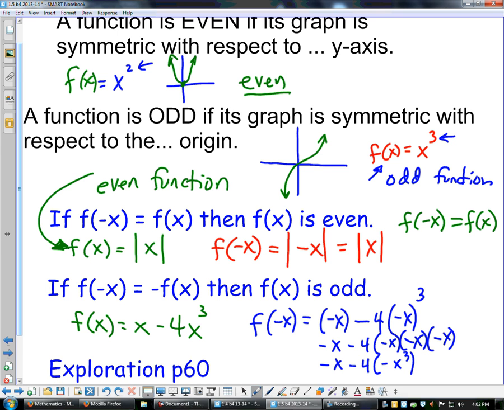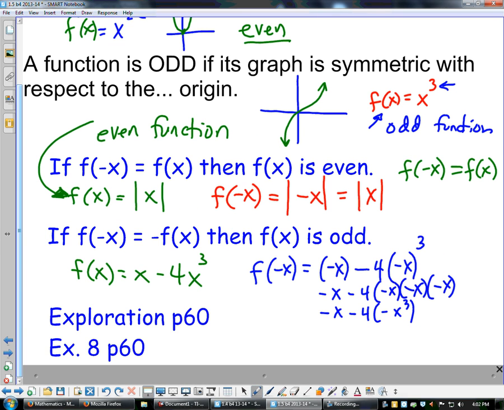So that is going to be negative x plus 4x cubed. That is just the opposite of what we had. So f of negative x is really the opposite of our original function, because we get negative x plus 4x cubed. So they're just opposites. So that makes this function an odd function. And if we were going to graph it, it would pass the 180-degree spin test because it's an odd function.